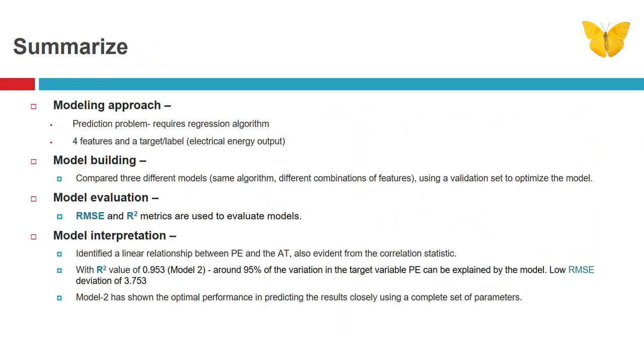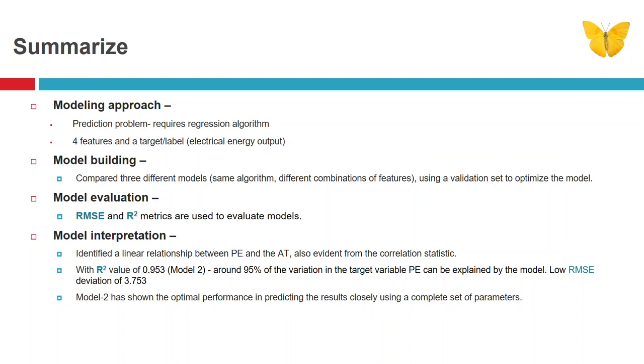Now let's quickly summarize. So we chose a regression algorithm to predict the energy output based on the historical values around four other features. Then with the AutoML regression algorithm, we spun off three models by choosing different numbers of features and trained them with the training set data. Once we received the output on performance, we evaluated the models on two metrics, R square and RMSE.